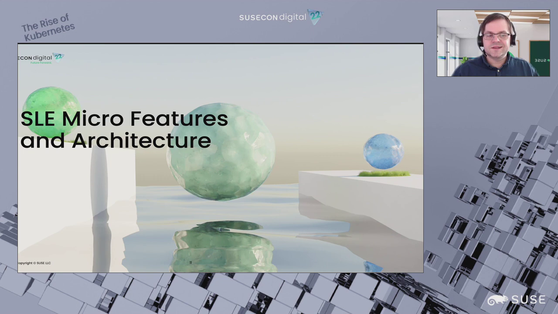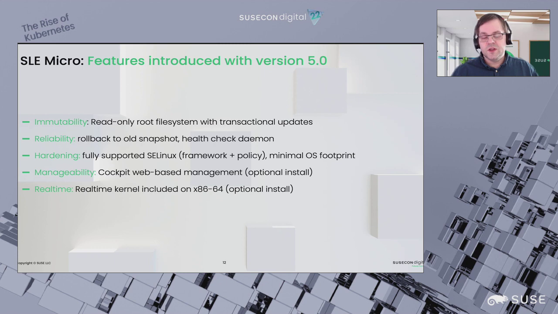Looking a bit closer at SLE Micro and the architecture and the features we've chosen, we see that we've introduced with version 5.0 that was released in March last year, the major features already that build up our architecture here. So SLE Micro is an immutable operating system. It runs from a read-only root file system and provides a mechanism to actually still install updates on it. It provides enhanced reliability for the operating system by being able to roll back to old snapshots and comes with a health check daemon that enables the system to automatically heal from certain conditions.